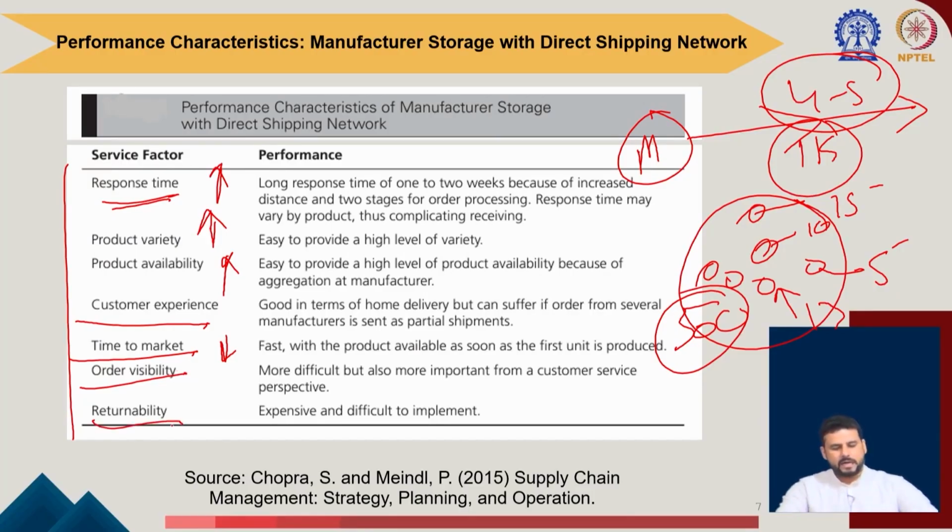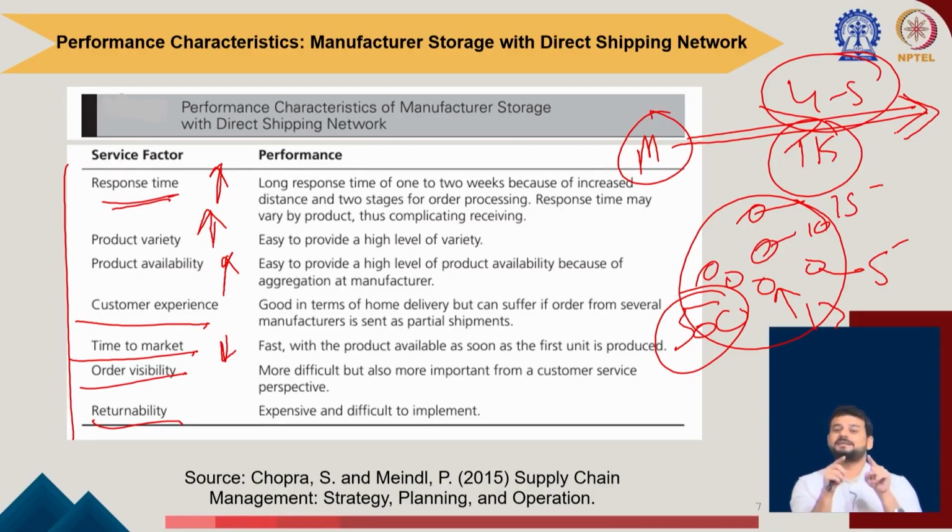Returnability is expensive and difficult, because now the product has traveled 1000 kilometers to the customer location and the customer is not ready to accept it. So it will not be stored at the retailer location, it will go back to the manufacturer. So in that way it can be expensive. But again, we are thinking about the pure strategy scenario, right? If any returned product is coming, I can maintain a small inventory of returned products at a nearby location, and if any order comes from a nearby location in future, I can meet that demand.